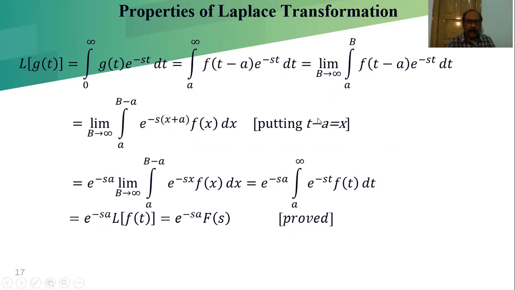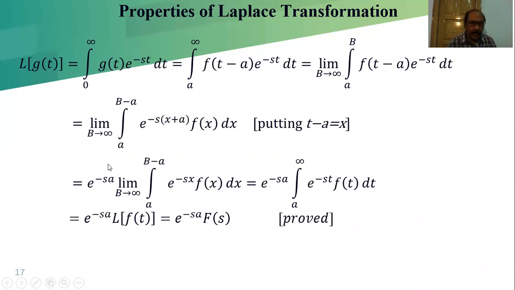Only the limit changes. When t equals a, x will be 0, and when t equals b, x will be b minus a. So let us consider t minus a equal to x.